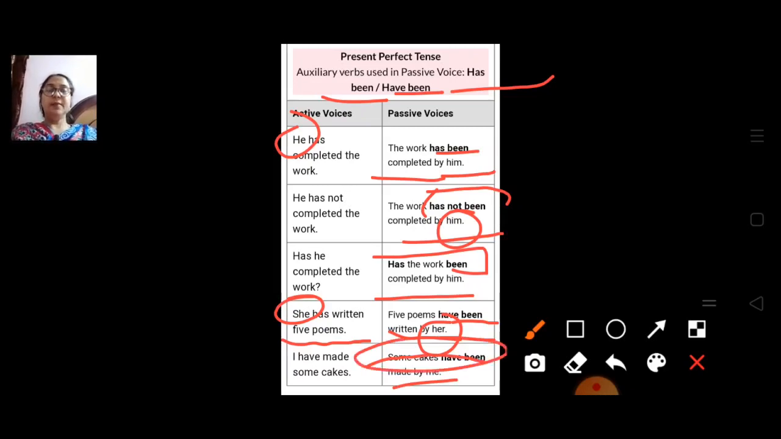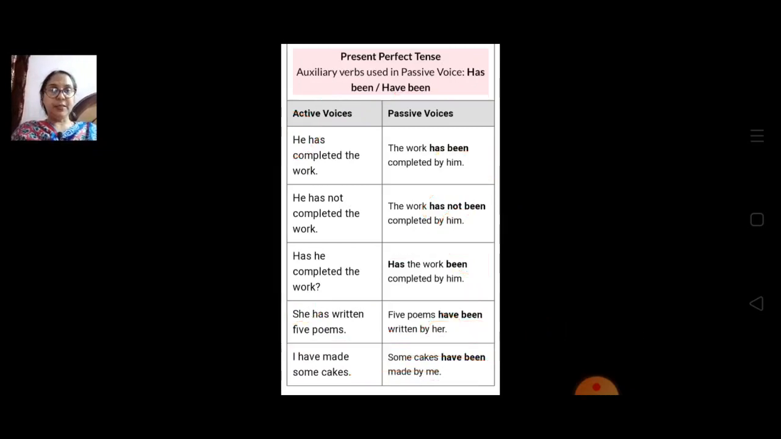Now here you can see some cakes, it will become a subject. Some cakes have been made by me. So that is how we can make active to passive voice in the present perfect tense. First of all, we should always remember when it is written "has completed", we will change it to "has been completed". If the object is plural, we will change it to "have been". Works have been completed. So that is how we can make active to passive voice in present perfect tense.